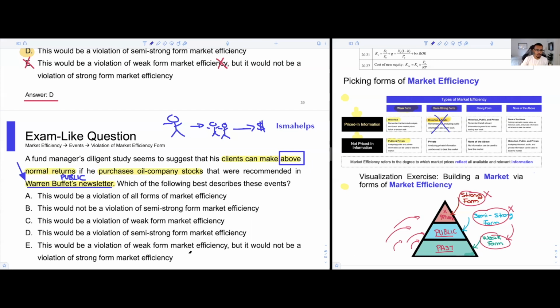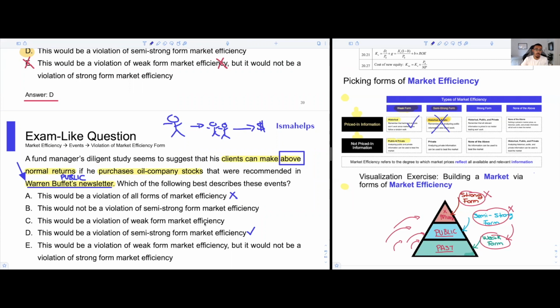And for that reason, if we go through A, B, C, and D, we can clearly see, all right, listen, this clearly seems to be a violation of the semi-strong form market efficiency. So we could go ahead and say that this one's true. But then we'll still run through A, B, C, D, and E. Let's look at A. A says that this would be a violation of all forms of market efficiency. But as we said before, this would not be a violation of the weak form. For that reason, A would be wrong.